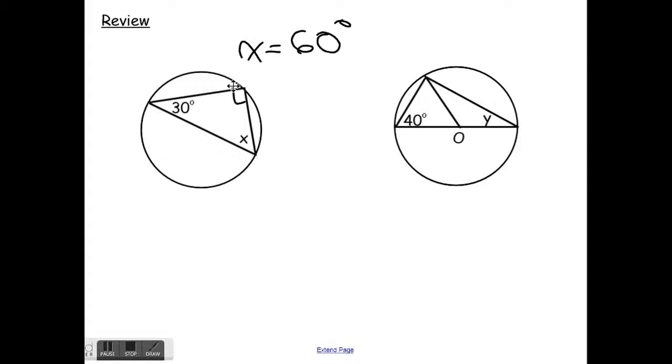This one here, O marks the center of the circle in case the picture isn't very clear. So that's the center of the circle. I have 40 degrees. How am I going to find y? There is a right angle. That is correct. This angle here would be a right angle. So it's 50.